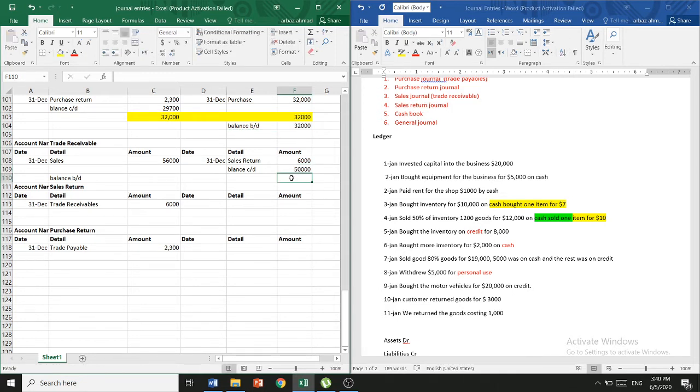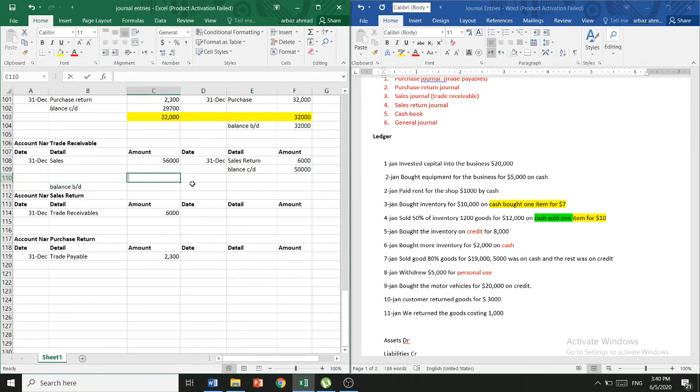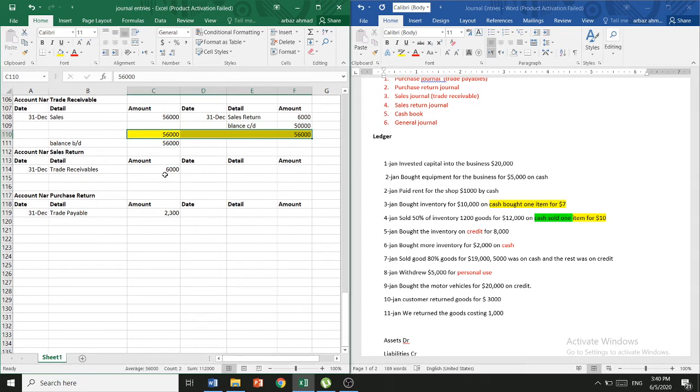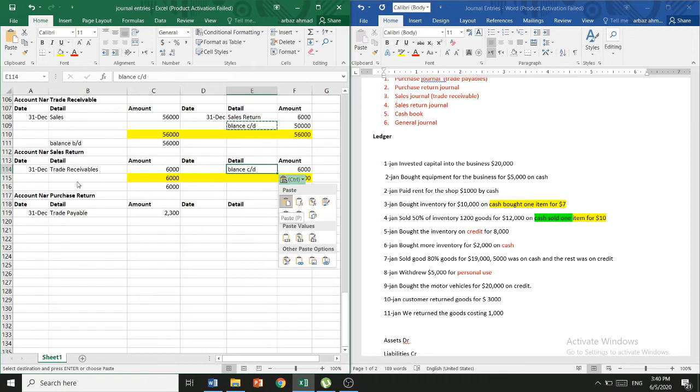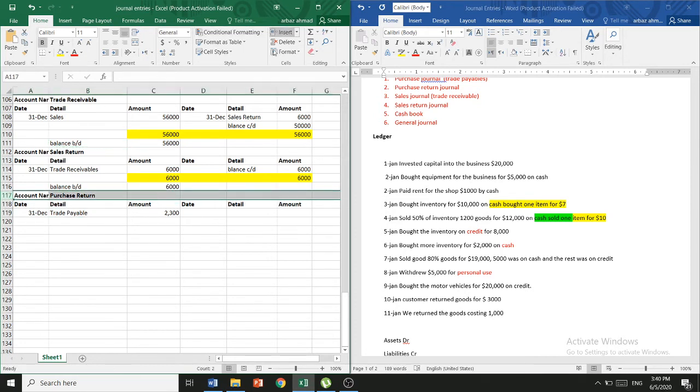So I think it will be 50,000. This will be also 50,000. I have to add one column here before I do this. So let me add one column, and this will be 56,000, and this is going to be the same. So let's just copy and paste it. Let's highlight also, and this will be 6,000, 6,000, and 6,000. So this is balance carried down, and this will be balance brought down. Just add one section.